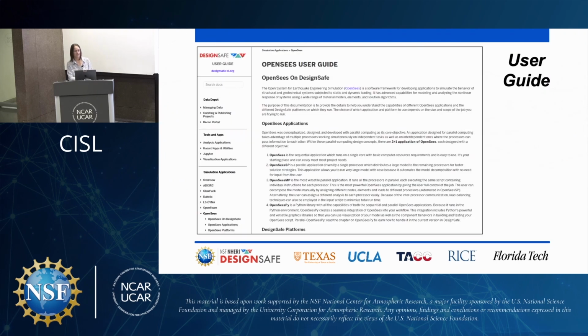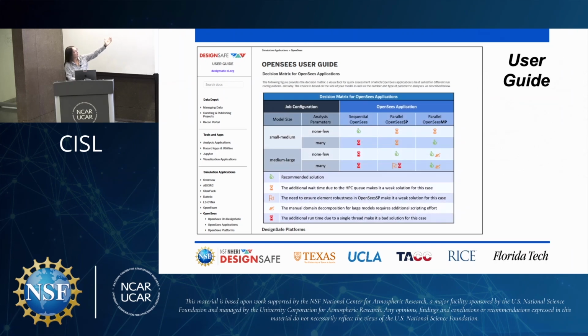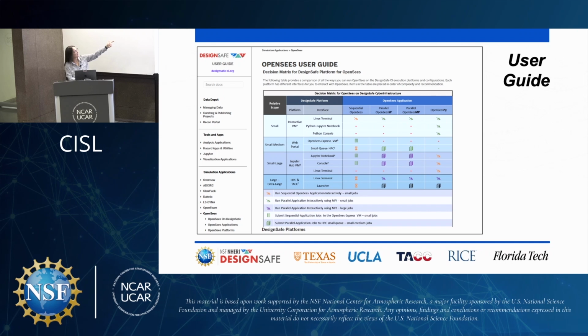And our user guide attempts to help you understand, you notice there were a bunch of different versions of OpenSees, the different versions of the code, the different applications, and importantly, which resource they run on. Because we have an OpenSees that works on a virtual machine. We have an OpenSees that runs on the HPC systems. What about through the Jupyter Notebook? So we're trying to help users get through that.